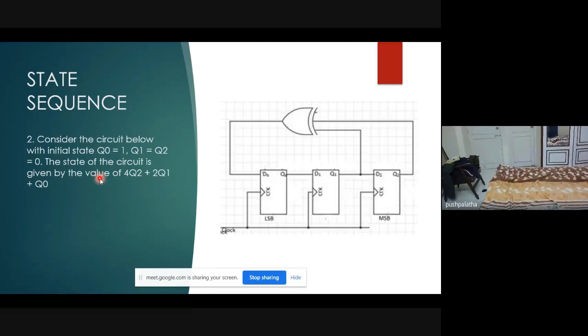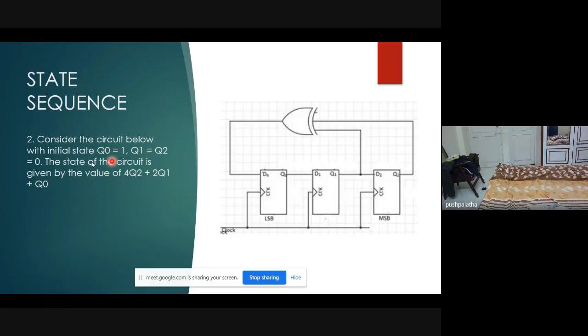Next we'll go to a state sequence circuit. Consider the circuit below with initial state q0 equal to 1, and q1 and q2 equal to 0. So here it is 1 0 0. The state of the circuit is given by the value 4q2 plus 2q1 plus q0. So they had given the equation as 4q2 plus 2q1 plus q0.